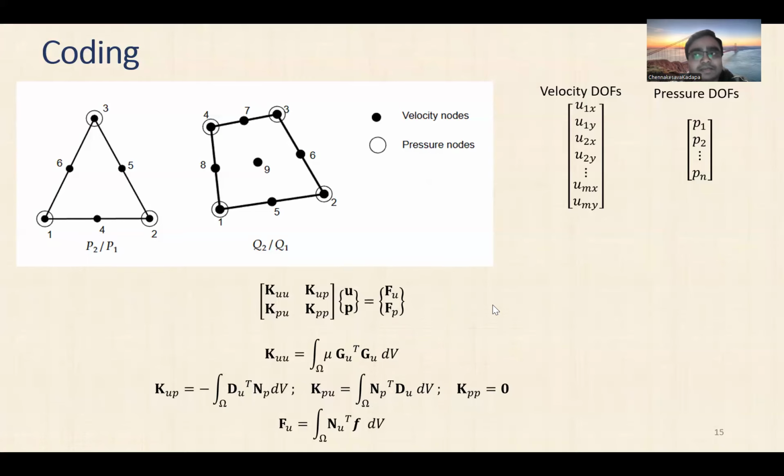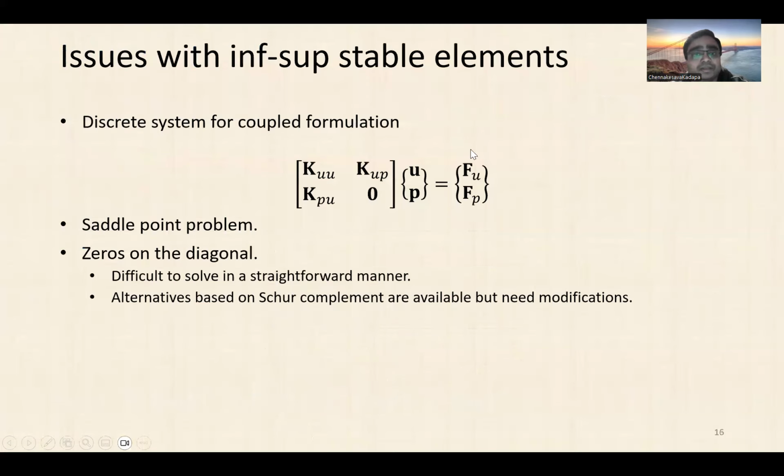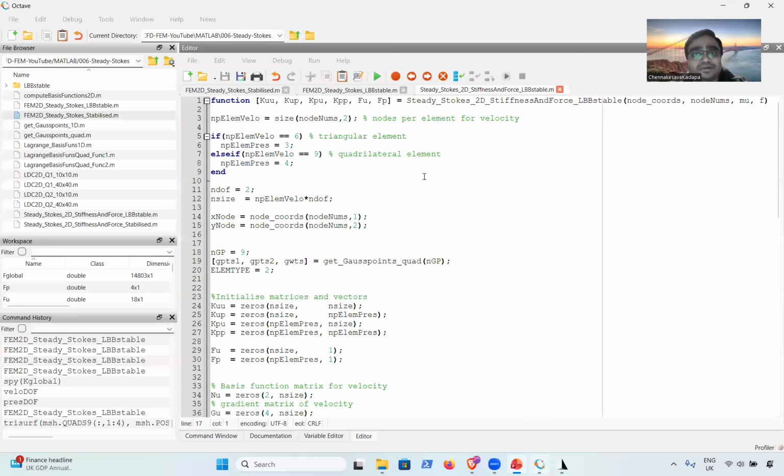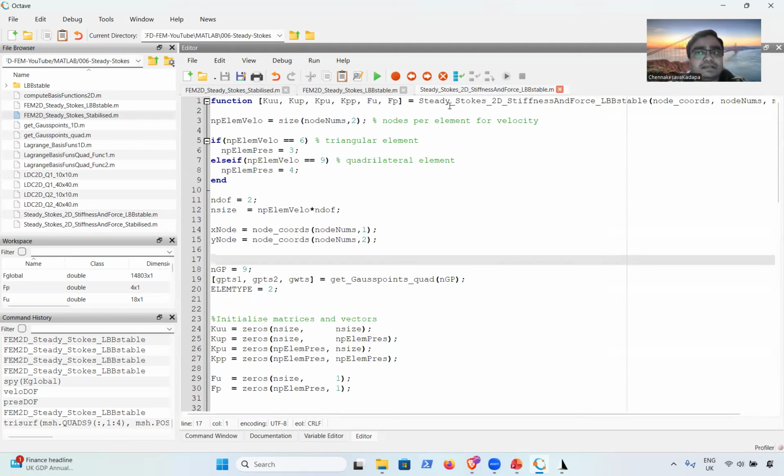Now, I have already implemented this. Like I said, I would like to avoid mistakes, so I have implemented it already and I'm going to walk you through the code. The previous files that I wrote for the stabilized formulation, I have renamed with stabilized at the end. First, let's go through the stiffness matrix calculation.